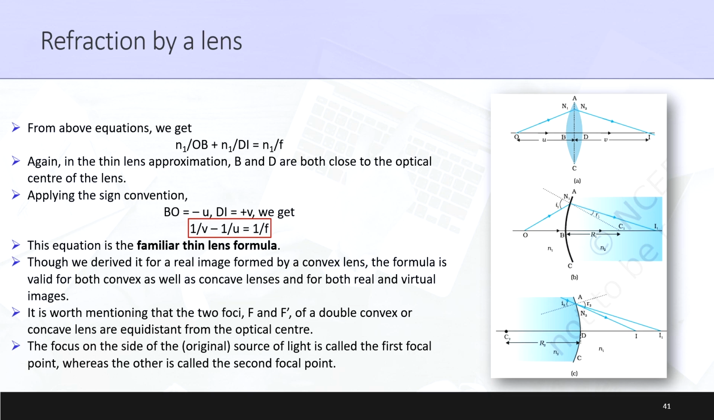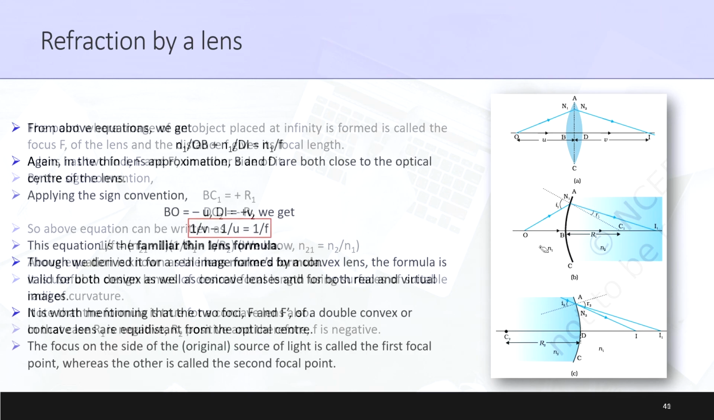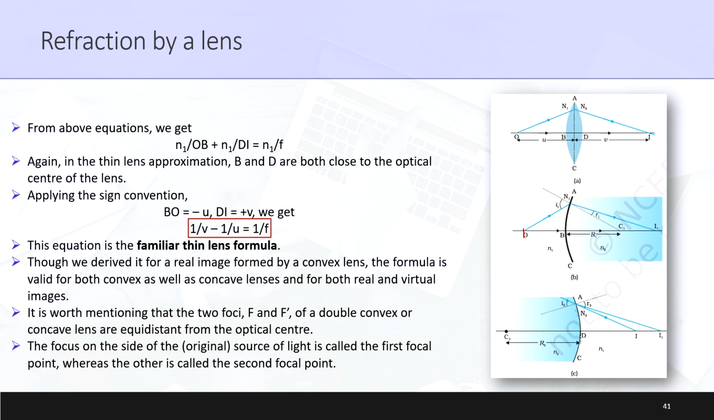Now, from the above equations we get n1 by OB plus n1 by DI is equal to n1 by f, quite evident. Again, in the thin approximation, B and D are both close to the optical center of the lens. Applying the sign convention, BO is minus u, in the left hand side direction, and DI is plus v. Substituting these values, you will get 1 by v minus 1 by u is equal to 1 by f. This equation is the familiar thin lens formula.